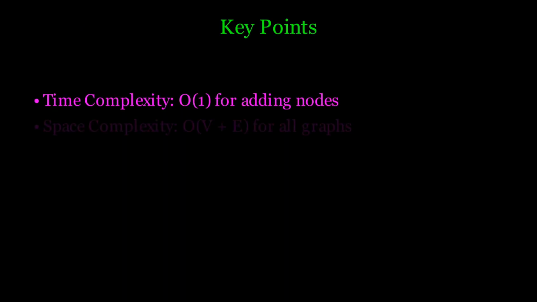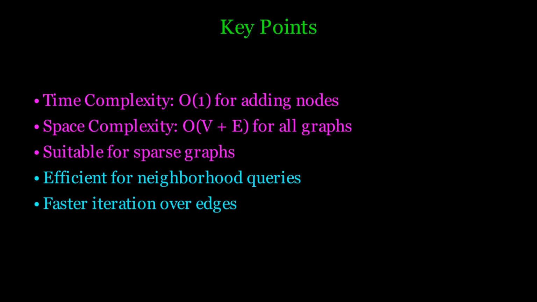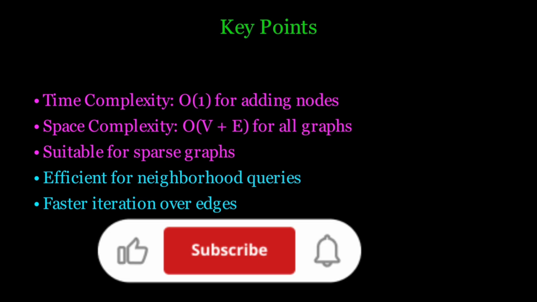So let's summarize what we have learned today. The adjacency list has a time complexity of O(1) for adding nodes and a space complexity of O(V plus E). It is suitable for sparse graphs, efficient for neighborhood queries, and allows faster iteration over the edges.